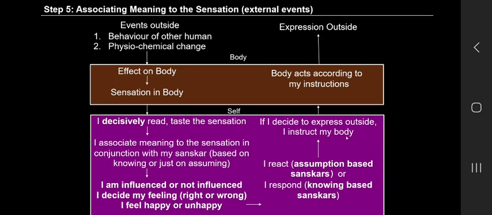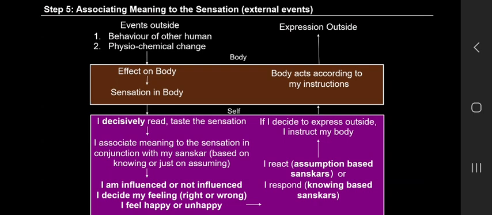So what meaning I am giving, how I am receiving the sensation on the basis of knowing or on the basis of assuming, it impacts me. Right? So this is what we need to practice now. Are we able to see all these steps? Are we able to see in parts what has happened at the level of body?